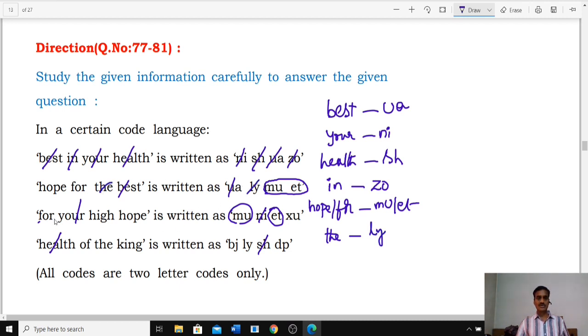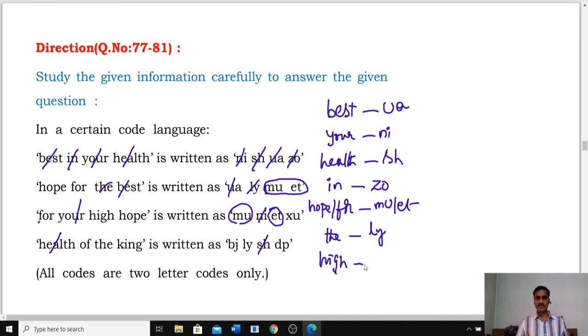And next one, hope and for high. The code given to the word high is XU. High, XU. Of the king, da is LY. Of and king: here we have of and king, and they have not repeated anywhere.